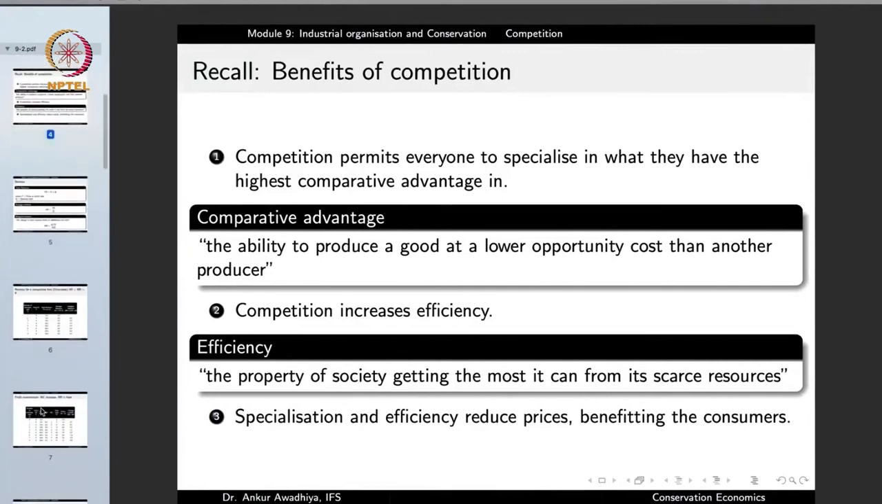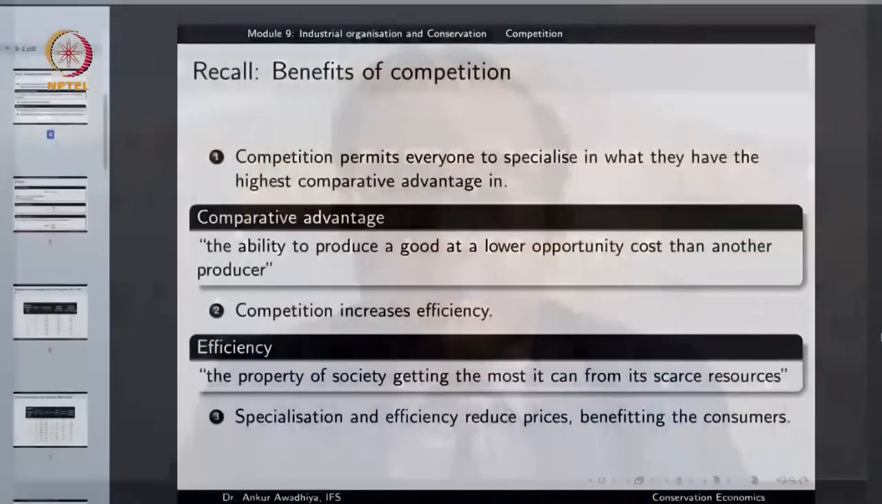And we also saw that competition is beneficial because it permits everyone to specialize in what they have the highest comparative advantage in. And comparative advantage is the ability to produce a good at a lower opportunity cost than another producer. Now, when people are specializing and producing things in a way that they have the highest comparative advantage, in effect, it brings down the prices. So it increases the efficiency because different people have a comparative advantage in doing different things. And through specialization, people do what they have the highest comparative advantage in. So in effect, it brings down the prices for everybody.